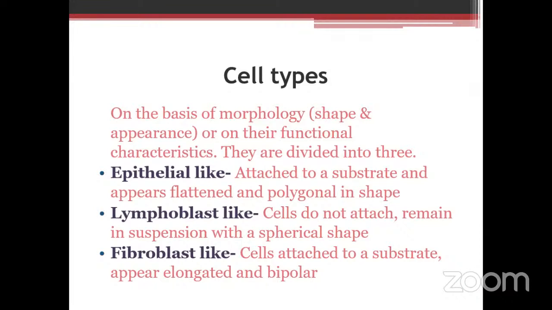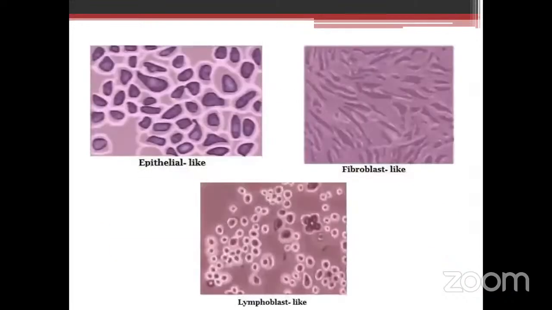Then lymphoblast-like means the cells do not get attached. They remain in suspension and spherical in shape. How the lymphoblasts or lymphocytes look: round in shape, so they will be like that. Then fibroblast-like, the cells are attached to the substrate and they are elongated in shape and bipolar. You can easily distinguish the poles in that. So these are the different cell types.